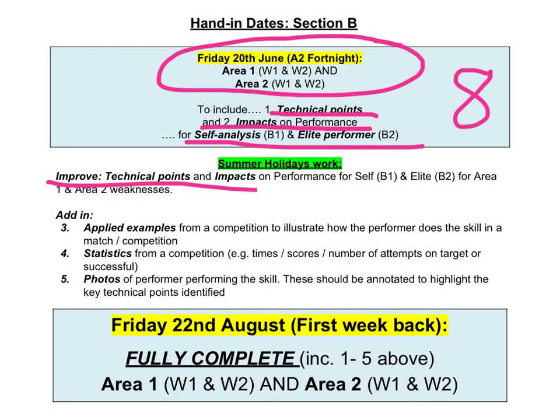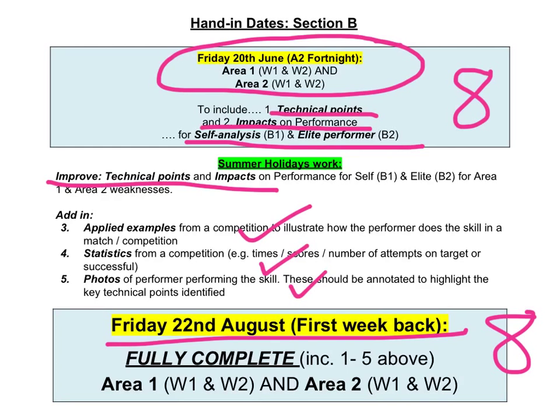Over the summer, this is what you need to get done. Improve those bits, yeah? So act on the feedback that you're given, and then add in the other stuff. So the competition examples, which are really important, the stats if you can get some, and the photos if you can get some. So by the time you come back, first week back, fully complete those first 8 weaknesses for Area 1 and Area 2.